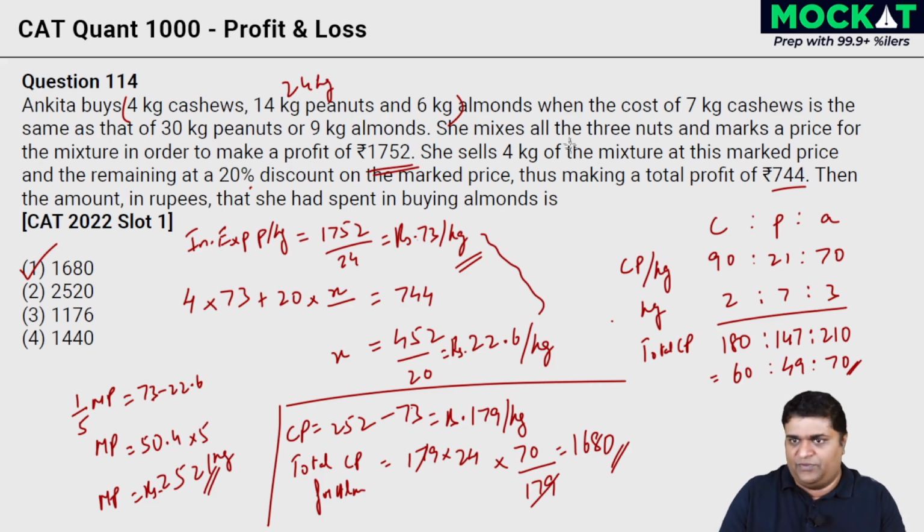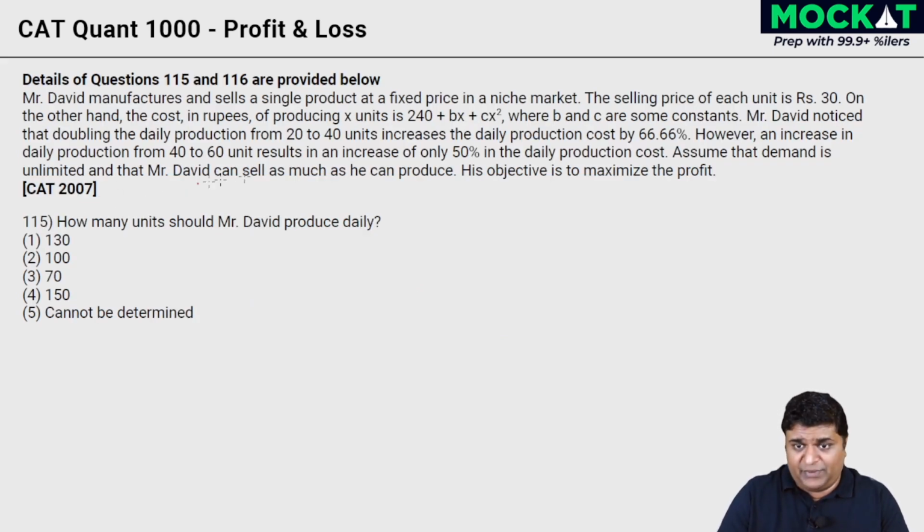So let's move to the next question. Now on to a question from CAT 2007, right? That's the year I wrote the exam. Mr. David manufactures and sells a single product at a fixed price in a niche market. The selling price of each unit is rupees 30. Right? 30 per unit is given to us.